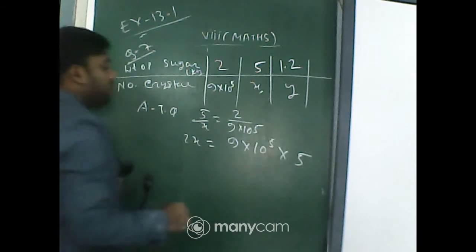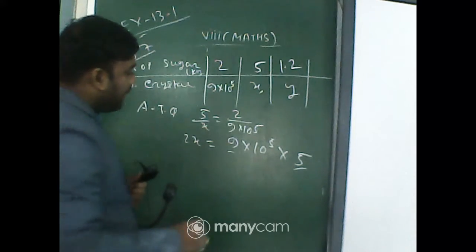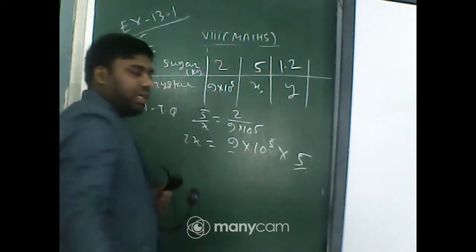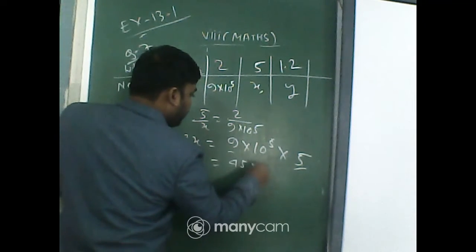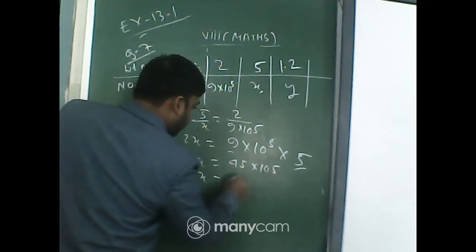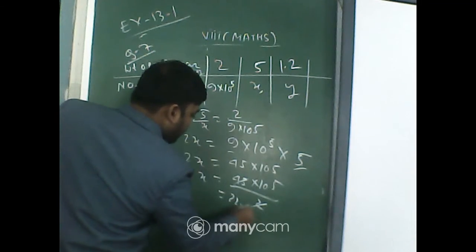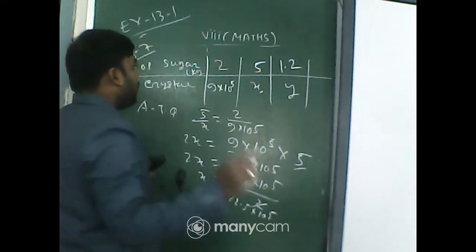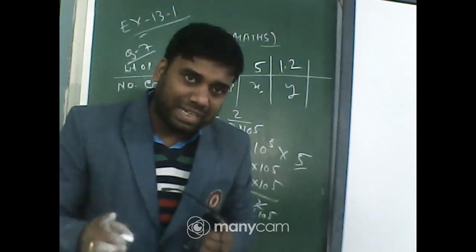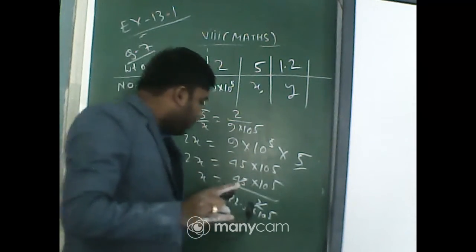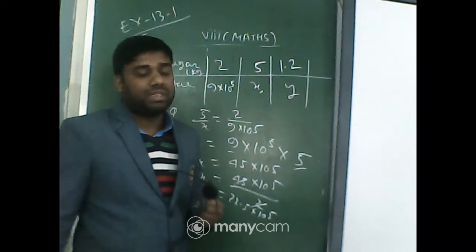Now students, one little bit of confusion. You will multiply 5 with 9, not with 10 to the power 5. If you multiply 10 to the power 5 into 5, it may be wrong. So 2x equals 45 into 10 to the power 5, x equals 45 into 10 to the power 5 by 2. So that is 22.5 into 10 to the power 5. So when the weight of sugar is 5 kg, the number of crystals present in the sugar is 22.5 into 10 to the power 5.